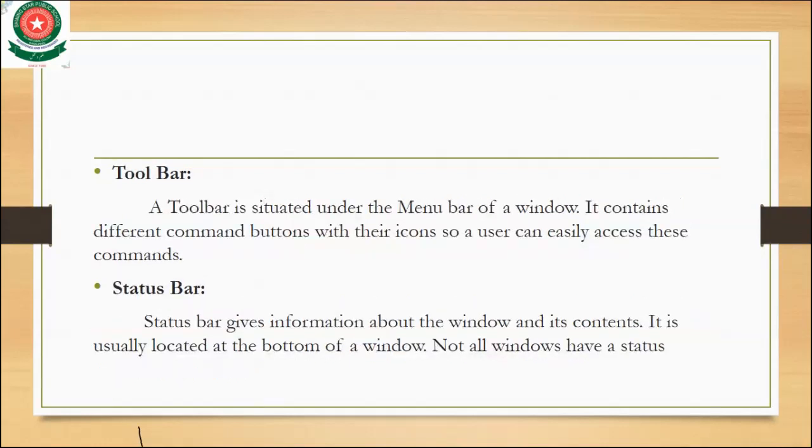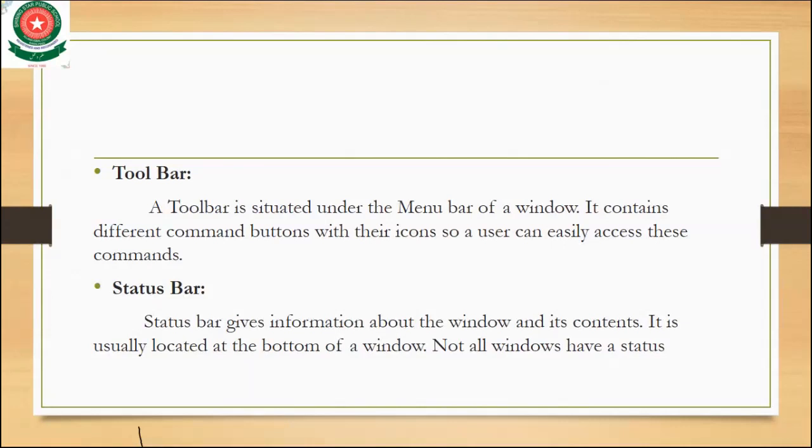Next is the toolbar. A toolbar is situated under the menu bar of a window, and it contains different command buttons with their icons. So you can easily access these commands through the toolbar.